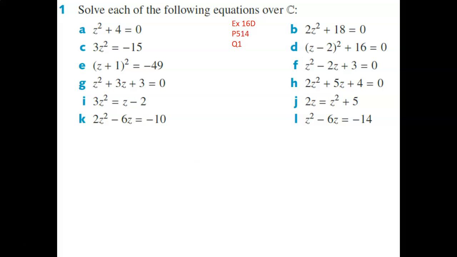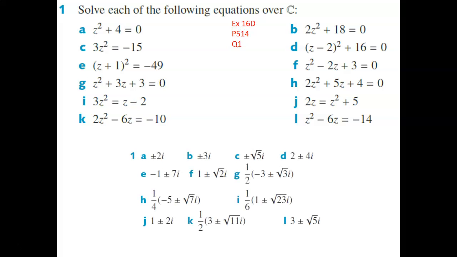Okay, so now pause the video while you work through question 1. Be careful, remember that to solve a quadratic, it needs to be equal to 0, using the quadratic formula or completing the square. Here are your answers.